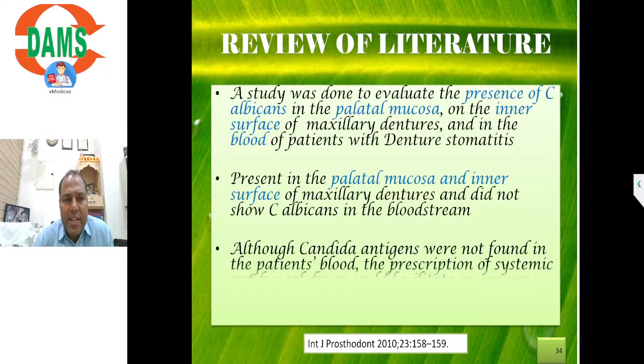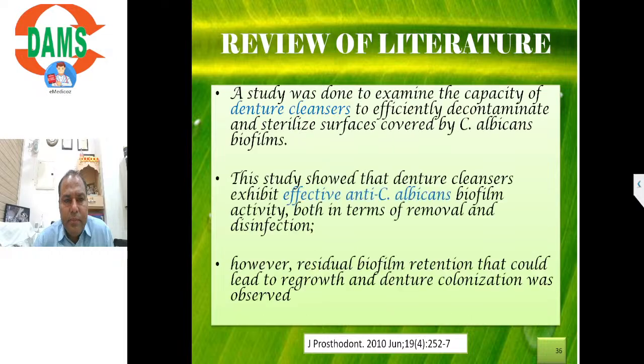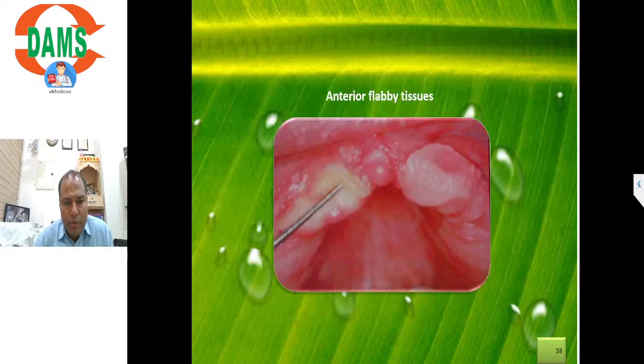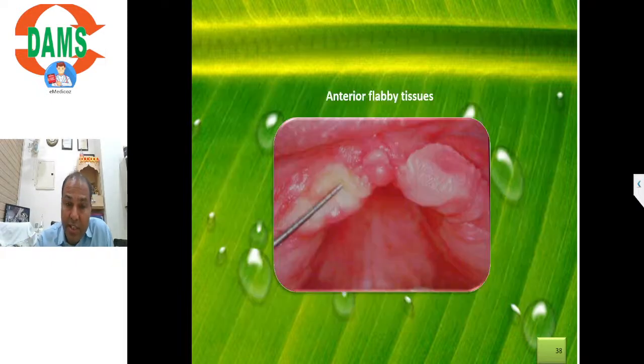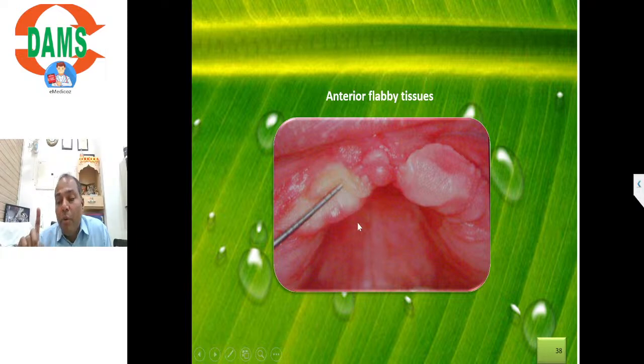Okay, then we will talk about flabby tissues. Flabby tissue, as I told you, questions come from this. You can see in the picture this area. Mind you, there is a very important question: write down, anterior maxilla is the most common site of flabby tissue. Write down.